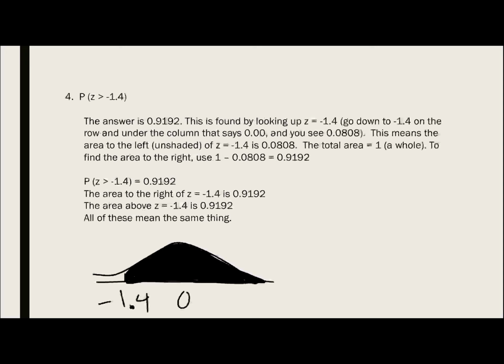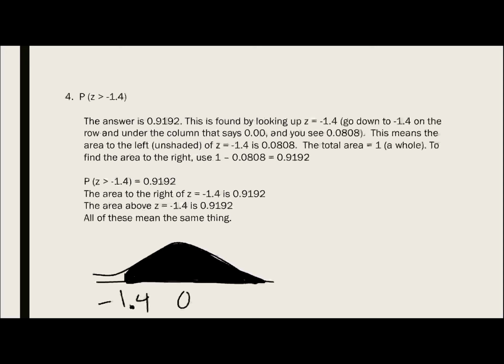Example 4. The probability z is greater than negative 1.4. The answer is 0.9192. This is found by looking up z equals negative 1.4. Go down to negative 1.4 on the row and under the column 00, because it's negative 1.40, and you see 0.0808. This means the area to the left, the unshaded section in the graph below, the total area equals 1. So the shaded and unshaded total equals 1. To find the area to the right, take 1 minus 0.0808.